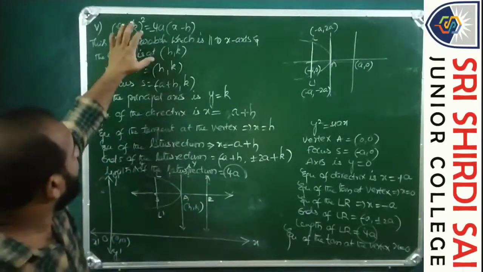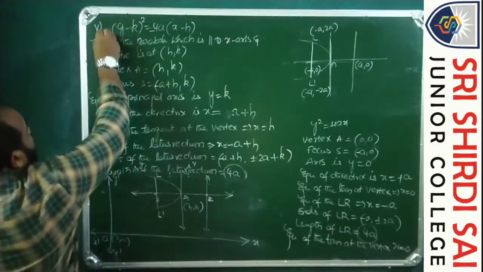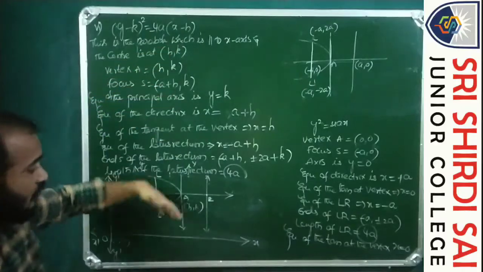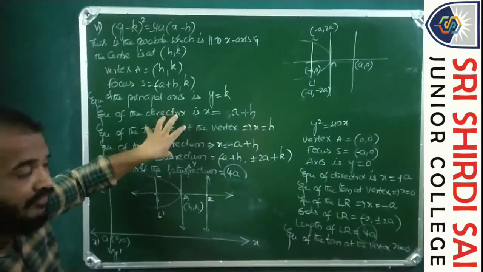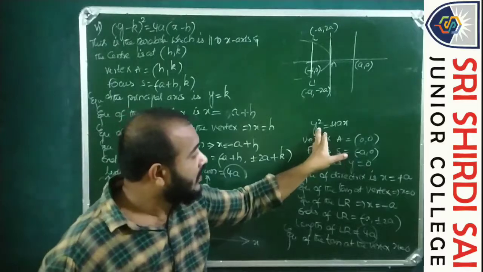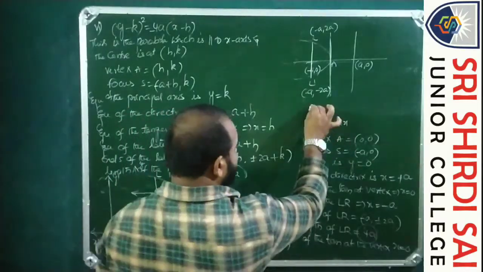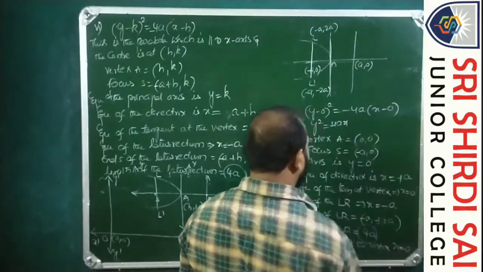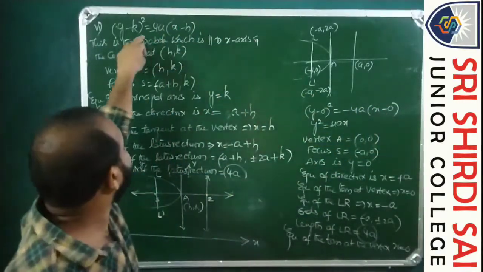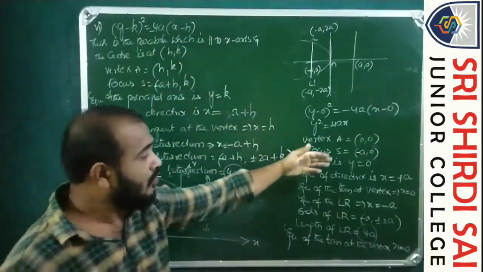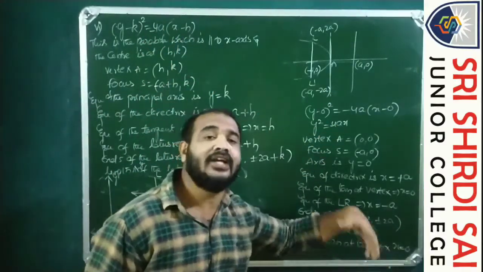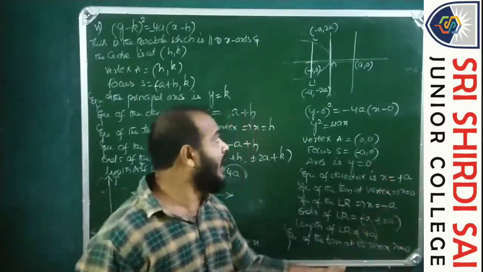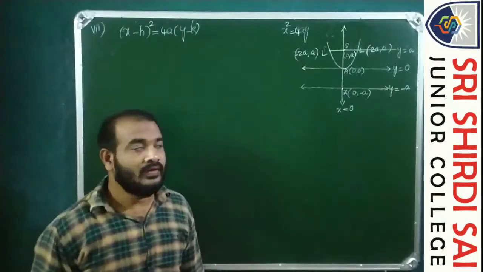Therefore, so for this actually, y minus k whole square is equals to minus 4a into x minus h. These are the things. This we have derived from y square equals to minus 4ax, because this can be written as y minus 0 whole square equals to minus 4a into x minus 0. Here in the place of 0 0, h comma k are added. Therefore, for all these x coordinates h will be added. For all these y coordinates k will be added, and then we got all these things.